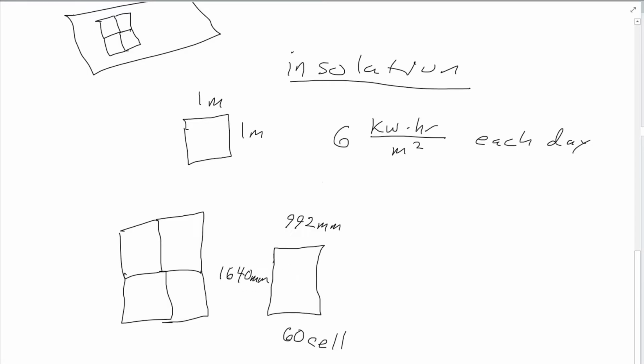One thing we should do first, though, is that this unit is in meters squared, and these measurements are in millimeters. So we are going to need to do a quick conversion. I know that 1 meter is equal to 1,000 millimeters. So if I want to convert this to meters, this would be 1.64 meters. That's the vertical side of my single panel. And this top part's going to be 0.992 meters. That's the horizontal part of my panel.